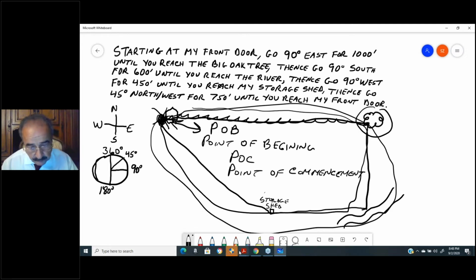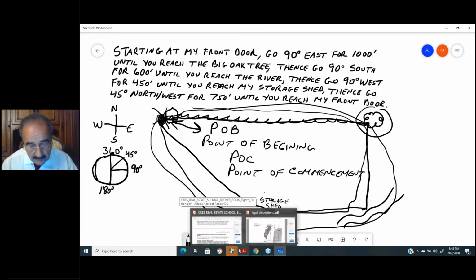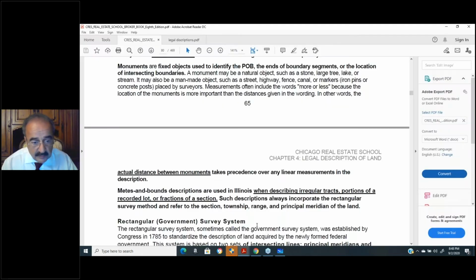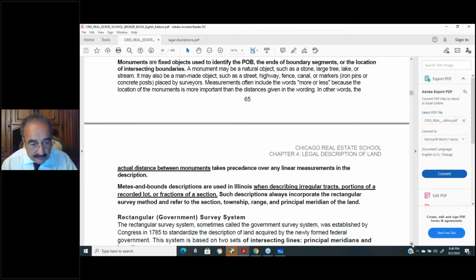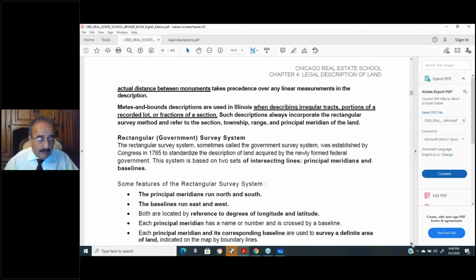Now, get back to my textbook. Now we have what's called a rectangular government survey system. Highlight, put an X by that one.